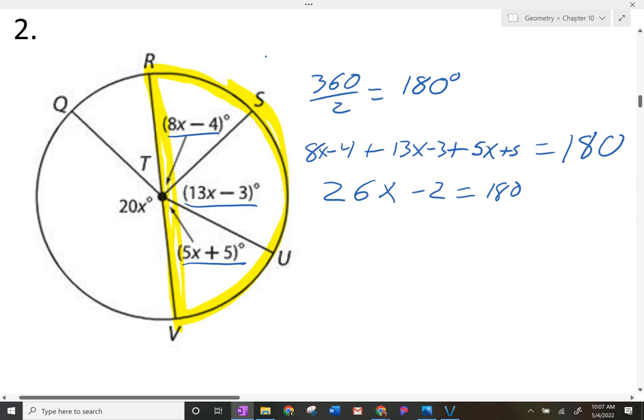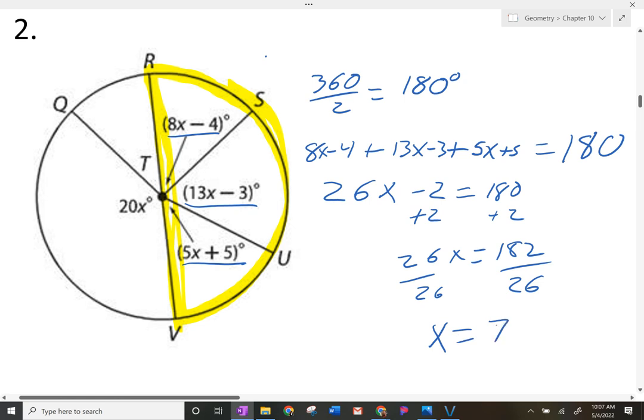Somebody talk me through what's my next step to do. Yeah, we're just going to get that x on the side by itself. So I'm going to add 2 to both sides, plus 2. I got 26x equals 182. I want to get x by itself. So what will I do to get x by itself? Divide both sides by 26. Fantastic. So I've got 182 divided by 26. My x value is going to equal 7.